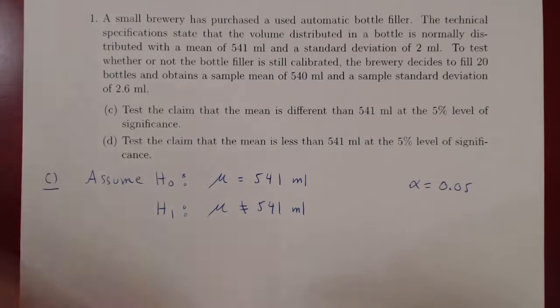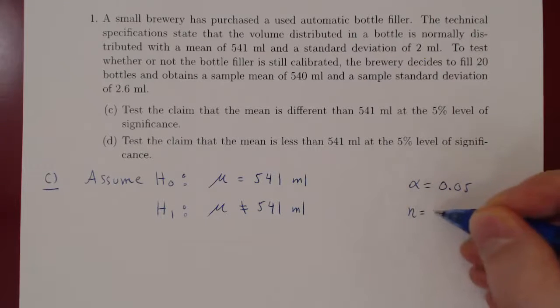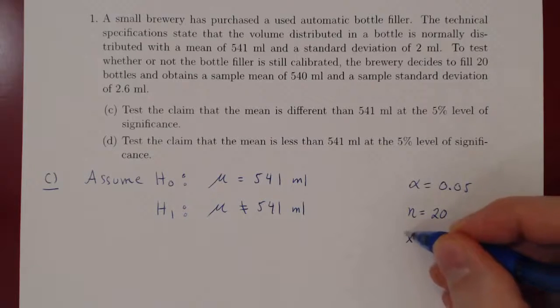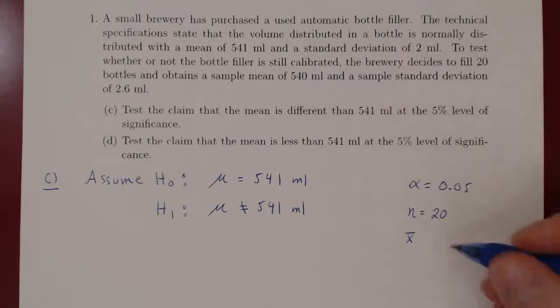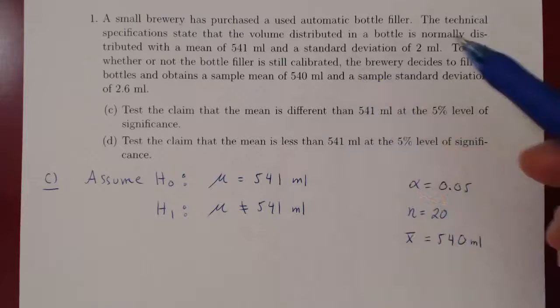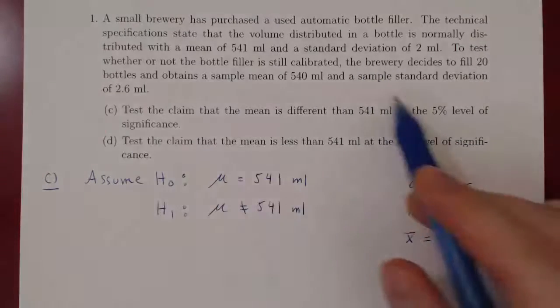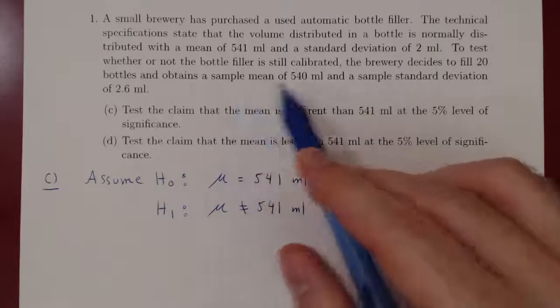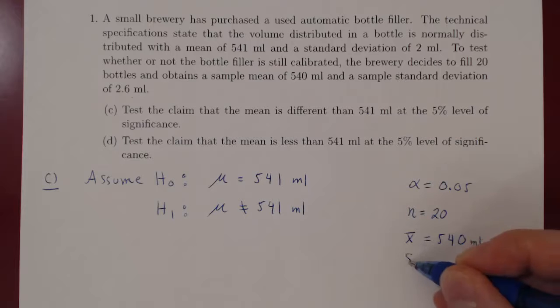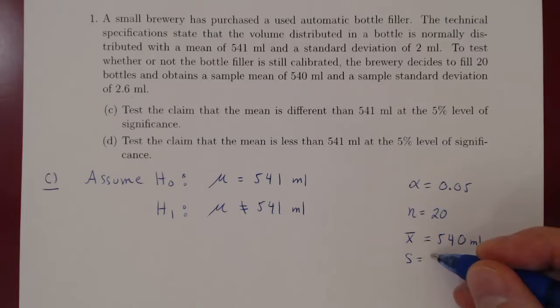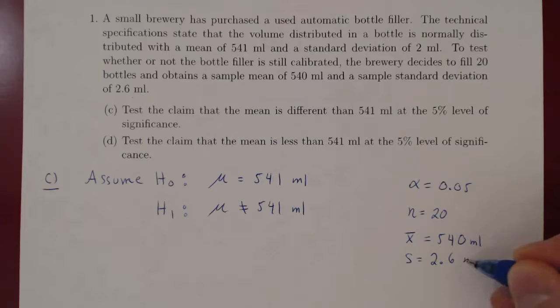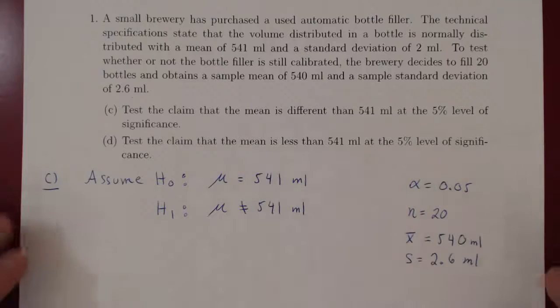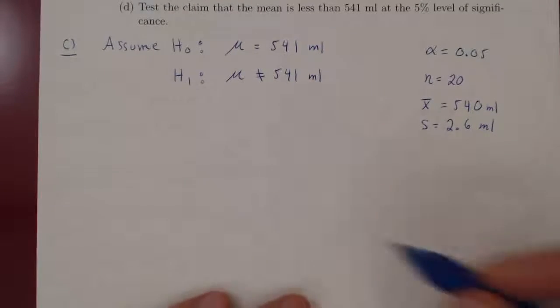Well, what do we have here? Remember that we had a sample of 20 bottles, and we had obtained a sample mean of 540 milliliters. That's all we need to write down. Actually, that's not true. We need our sample deviation, right? We obtained a sample mean of 540 and a sample standard deviation of 2.6 mLs. Okay, well, we have a test for the mean, so we have to look at our test statistic.